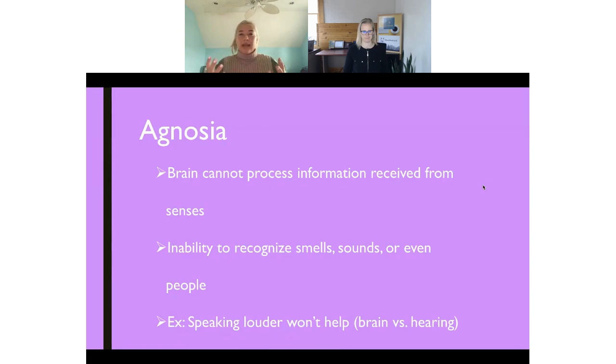So speaking louder, essentially, if I'm having a conversation with a dementia patient and they can't hear me, speaking louder will not help, because it is not their hearing, it's the brain that is not processing. You could speak as loud as you want, you can make the TV as loud. It's not their actual ears that aren't working, it's the brain connected to the hearing that turns on the hearing.